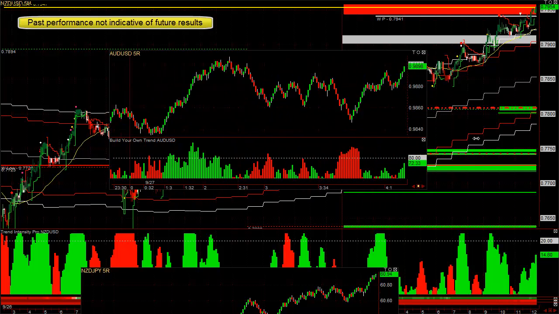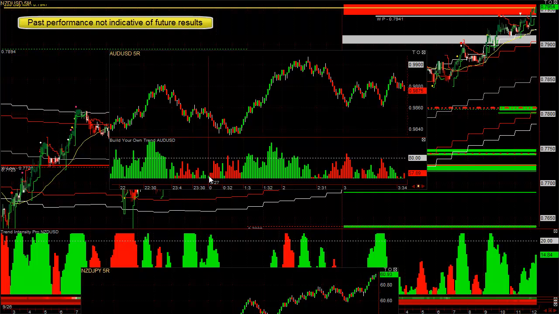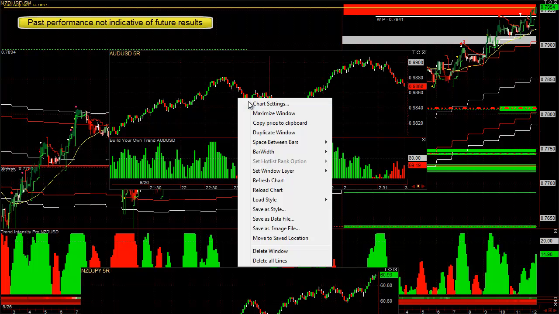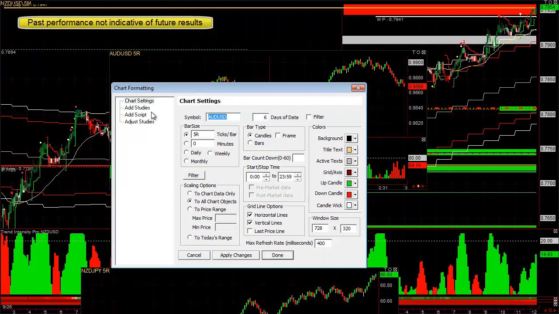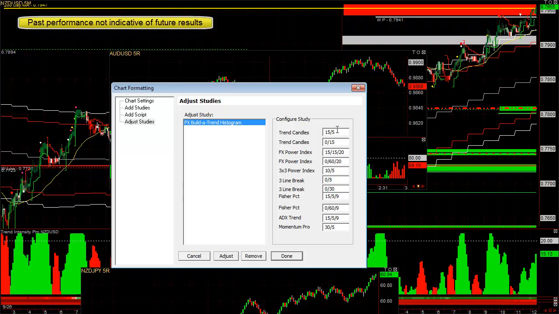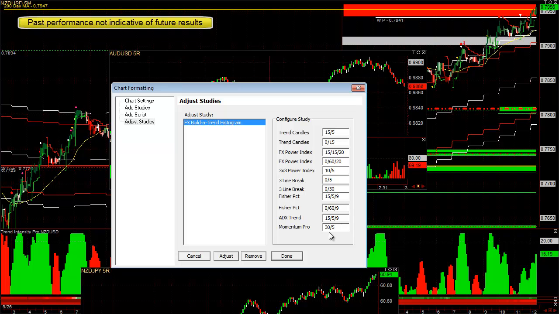Pullbacks are easier to spot. Earlier today, this one was strong. You can see last night incredible momentum. This is a build your own trend tool, which allows you to use multiple different tools of ours with different weights. And here's the weightings I use in this one. I'm always testing and trying to improve the weights and the settings.